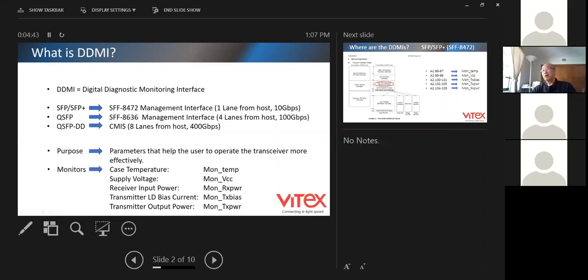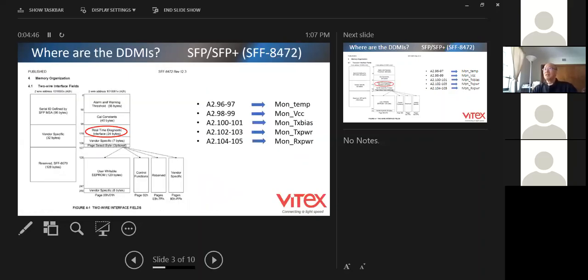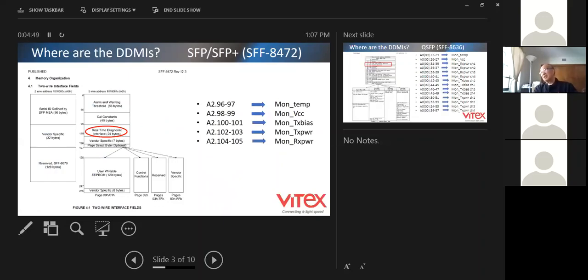If you have a question, please interrupt me. This slide shows the standard SFF 8472 for SFP and SFP plus. As I circled in the middle, the red circle shows you where you look for those monitors.